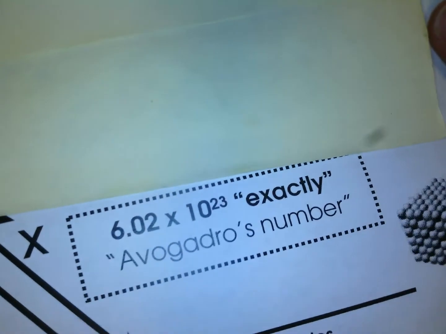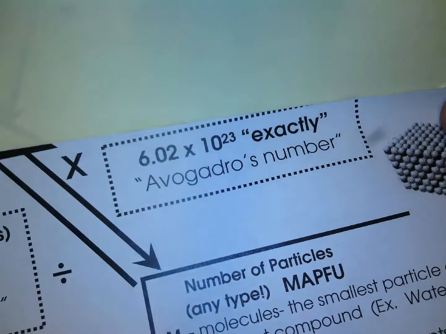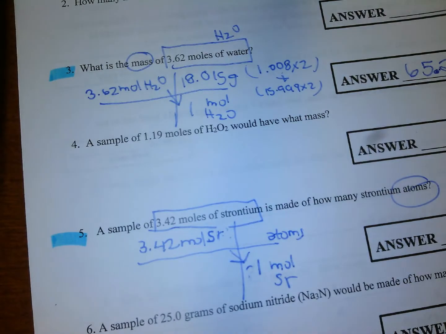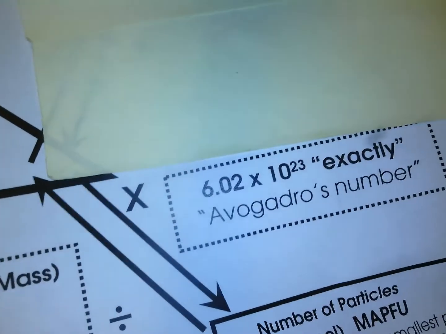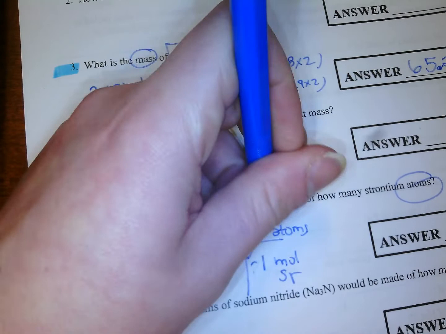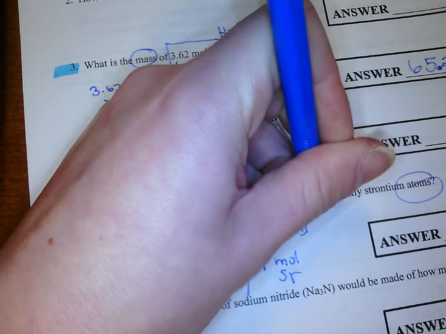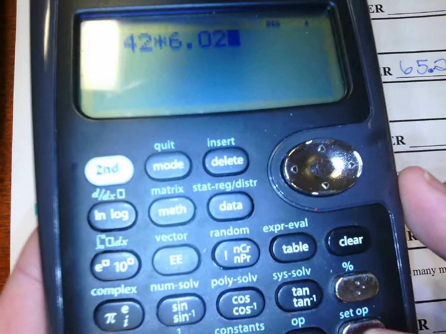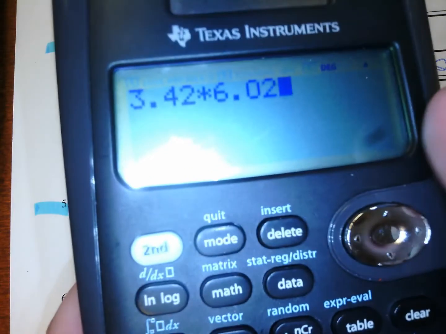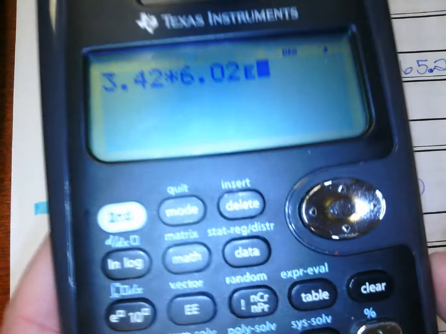How many atoms are in 1 mole of anything? That would be Avogadro's number, 6.02 times 10 to the 23rd. Why? It's a constant. 1 mole of anything has that many atoms, particles, MAPFU, right? Whether I'm talking about molecules, atoms, particles, or formula units, it's all that number. 6.02 times 10 to the 23rd atoms. And then we're going to plug it in and go. 3.42 times 6.02. Again, make sure you're good with the EE key or the second EE, depending on your calculator model, or the exponent key. That's all you have to push.